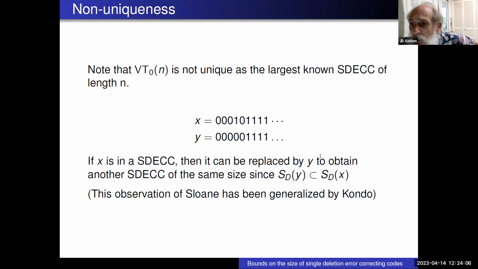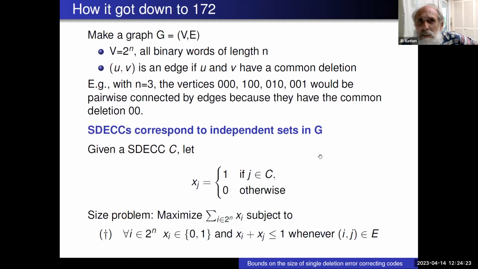And a student of Manabu Kondo has generalized this, but the principle doesn't change. You can sometimes toss words, replace them by the same number, and you get the same size code, but same thing. Okay, so I want to describe the process here, which is pretty neat.